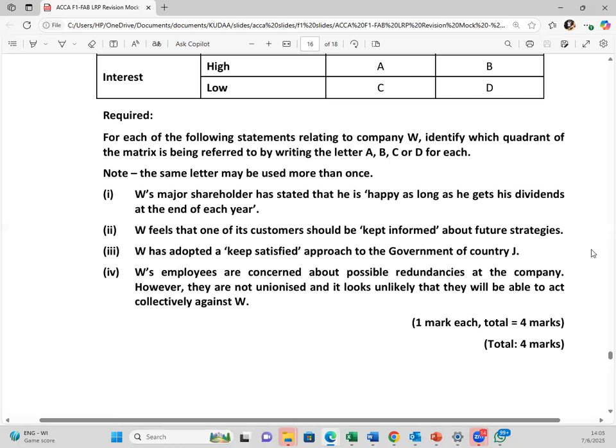Now, let's try to connect that with the question. For each of the following statements relating to the company W, identify which quadrant of the matrix is being referred to, writing letters A, B, C, D. So I want to see which quadrant each statement relates to. Item number 1, W's major shareholders have stated that he is happy as long as he gets his dividend at the end of each year.